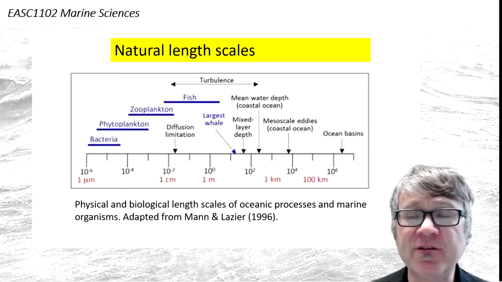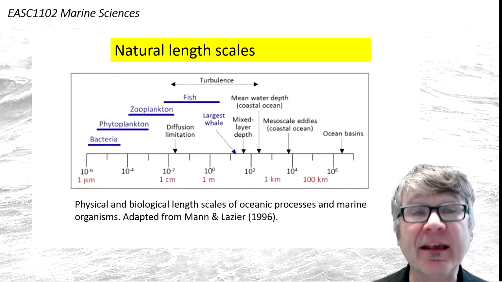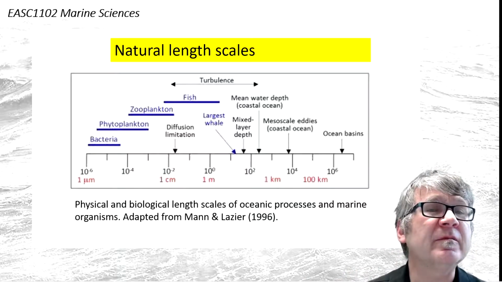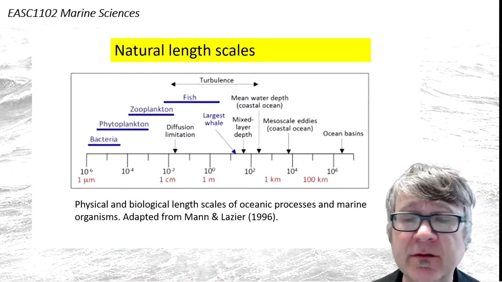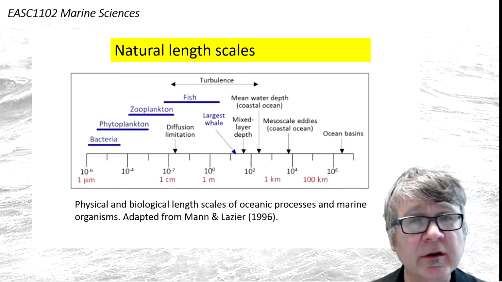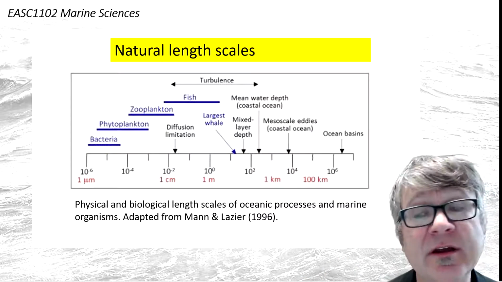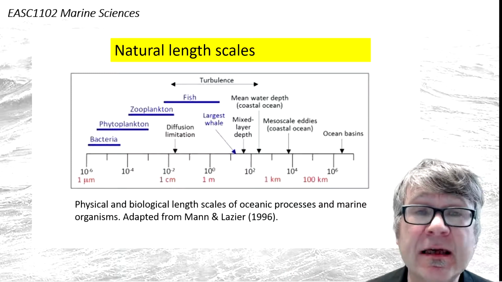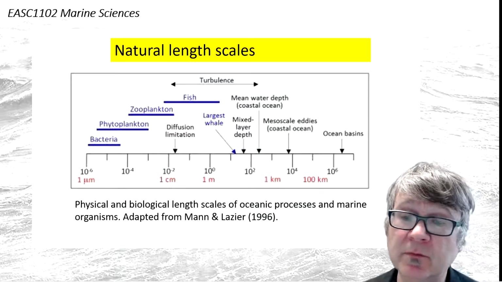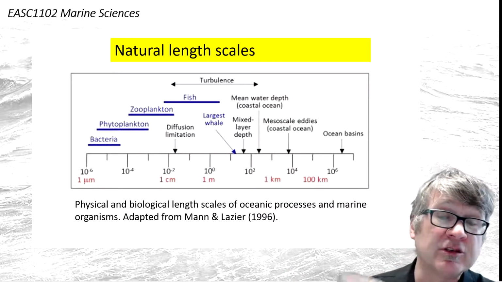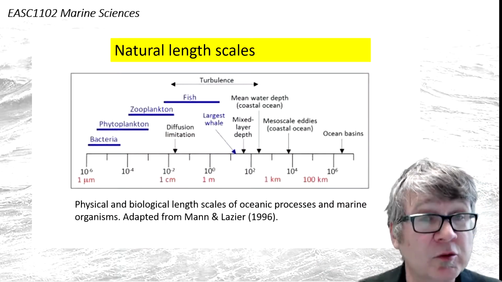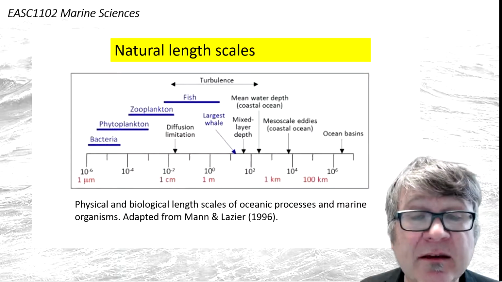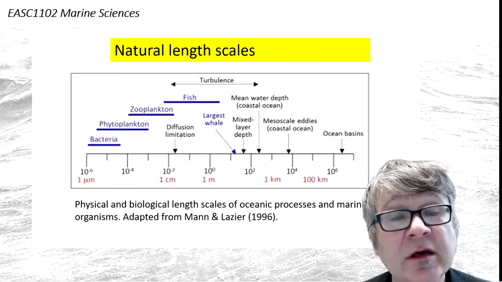So let's have a look first at natural length scales. What's the size of, say, different marine species? And this is what's included here. We look at the typical size of bacteria. So very, very small, less than 0.1 of a millimeter. Phytoplankton, and this is shown here in this diagram. Zooplankton, fish getting up to meters long, up to the largest whale.